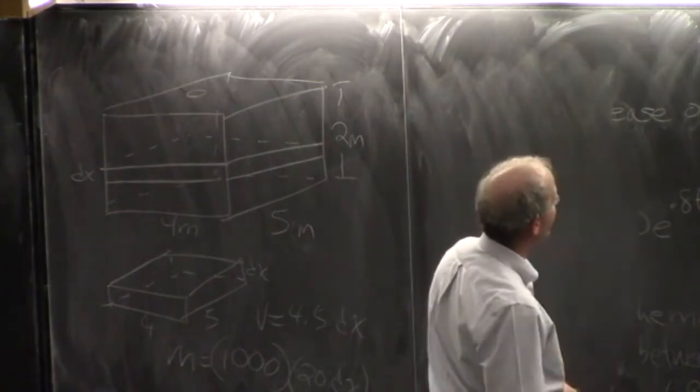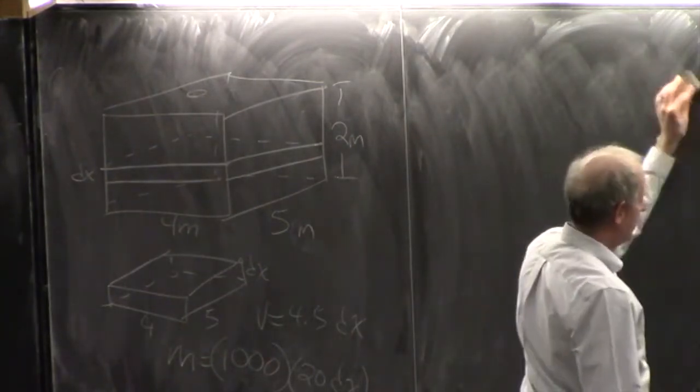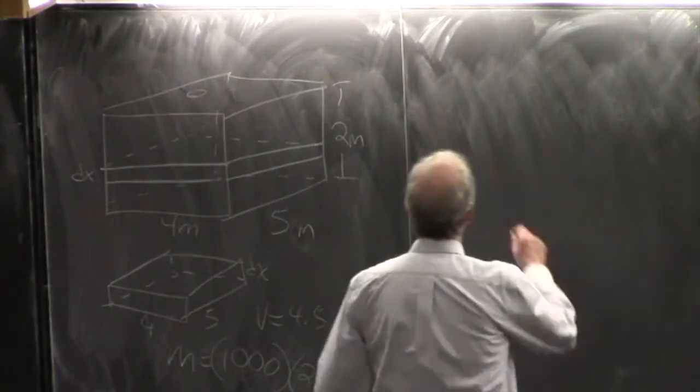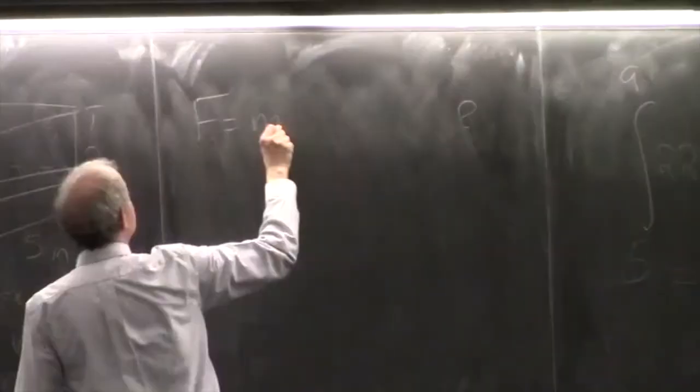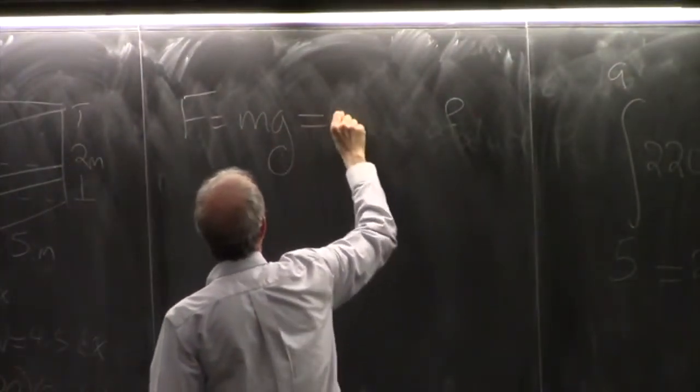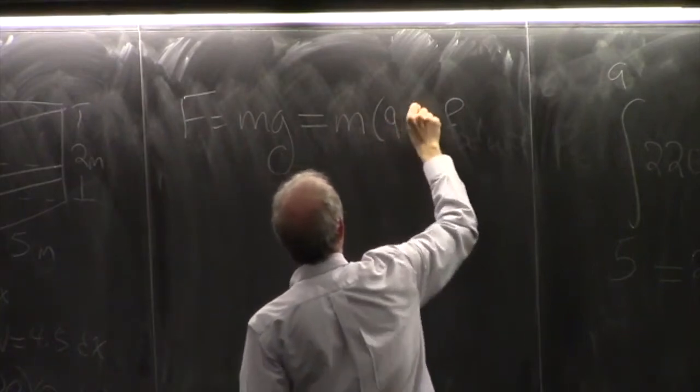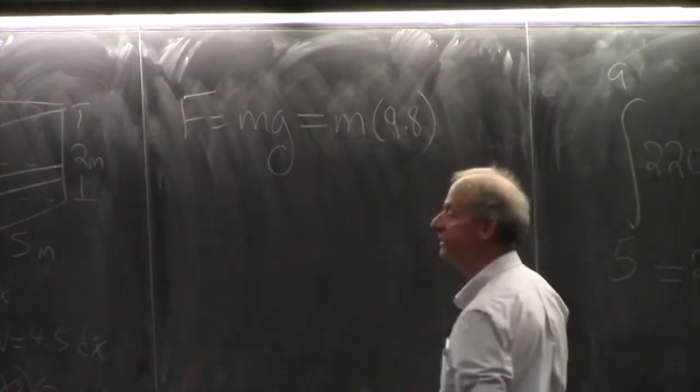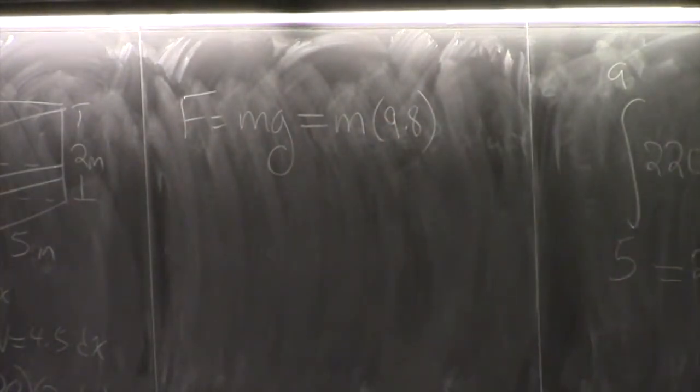Okay, then the weight of the water is the force of gravity acting on that water, and the force is mg, where g is 9.8. When I teach physics, I use 10. I don't bother with 9.8 because it makes the math easier.